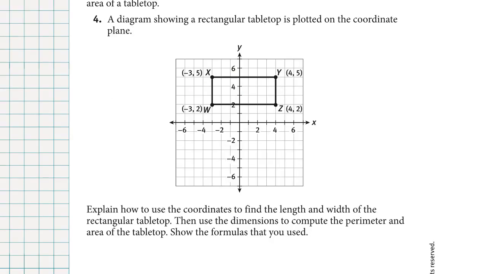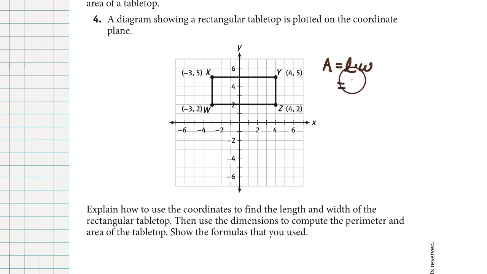Next, number 4. This company that makes the tabletops designs their tabletops using a CAD program, or a computer-aided design program. It draws the blueprints for the tables on a coordinate grid. So let's say that this rectangle represents the tabletop, and we want to find its area to know how much to charge the customer. The formula stays the same. Area equals length times width.